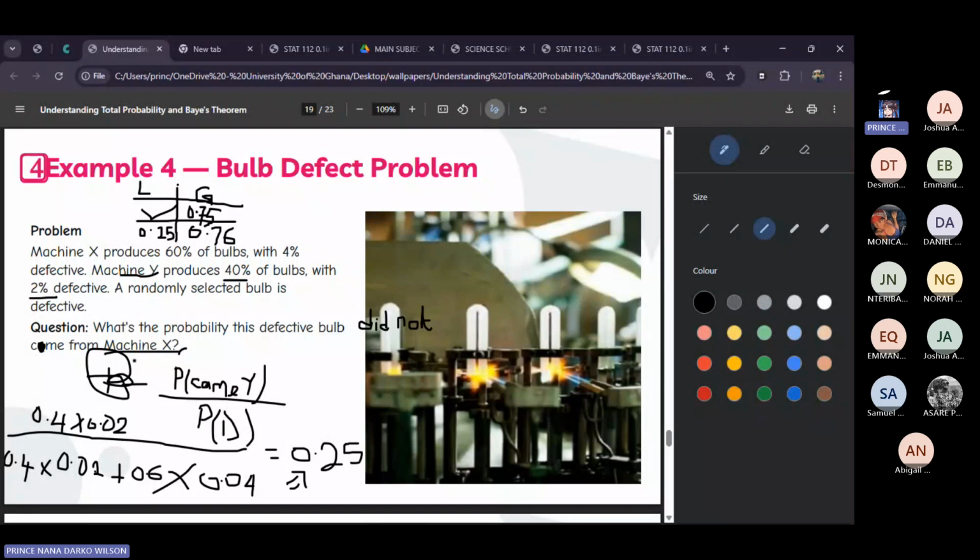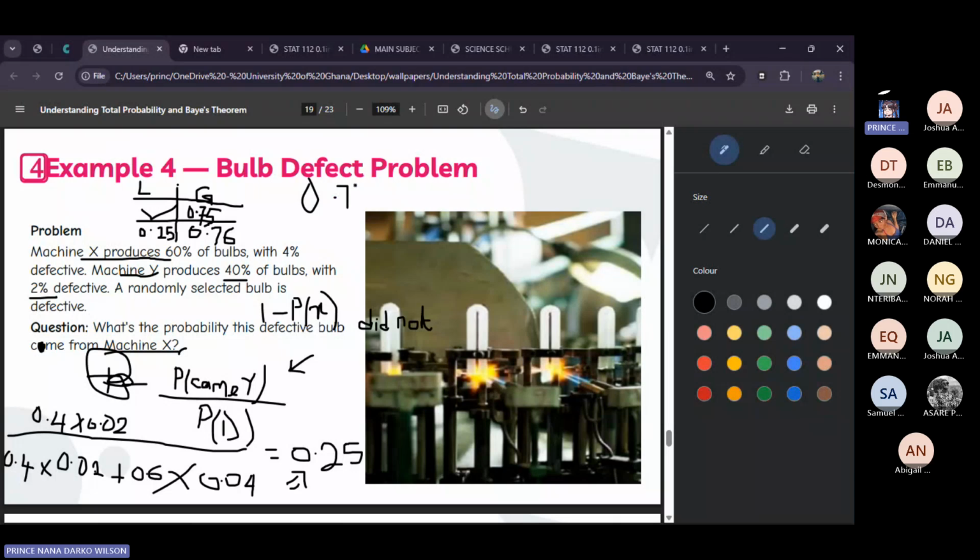Yeah, we would have subtracted from 1 if we found the probability of it coming from machine X, right? If we found the probability of it coming from machine X, then the probability of it not coming from X would have been 1 minus the probability of it coming from X. You see the thing? But don't forget that if it's not coming from X, then it's coming from Y, right? So if you find the probability of it coming from X, your answer is actually going to be 0.75.